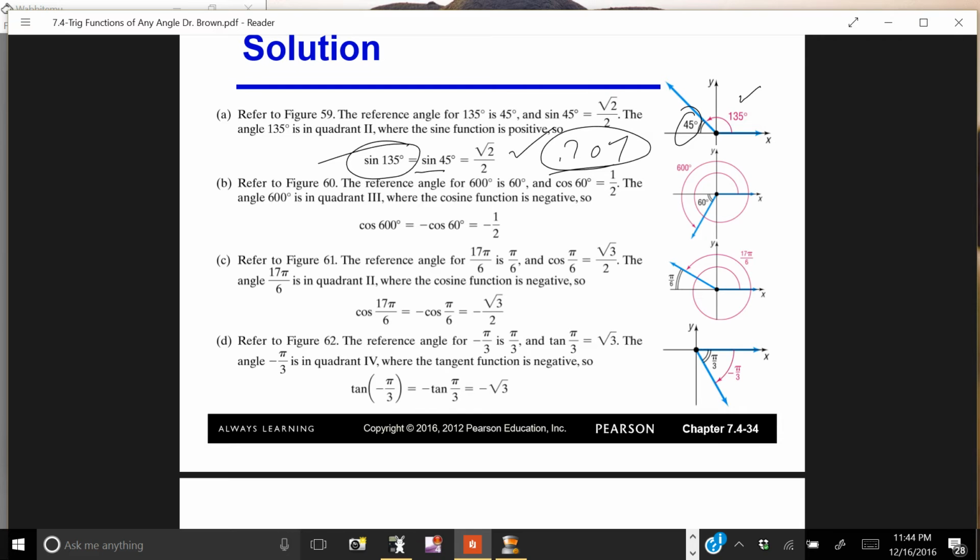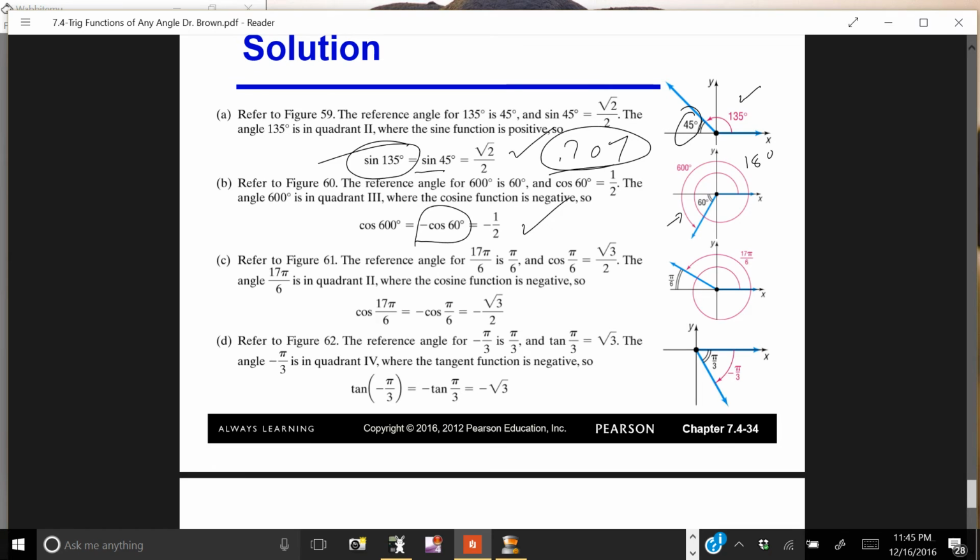Now for 600 degrees, we go around once plus 180 plus 60 degrees. And so the reference angle is 60. And we know the cosine is negative. So if we take minus cosine of 60 degrees, we'll get minus 1/2.